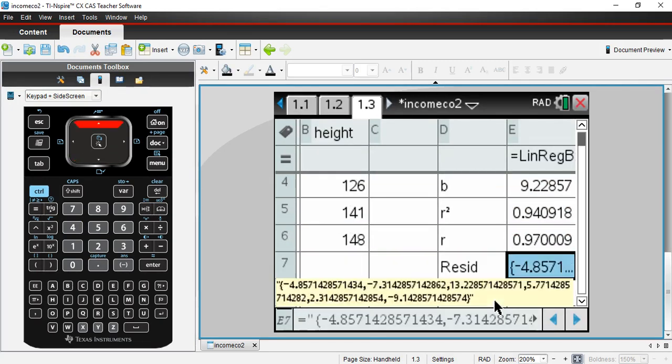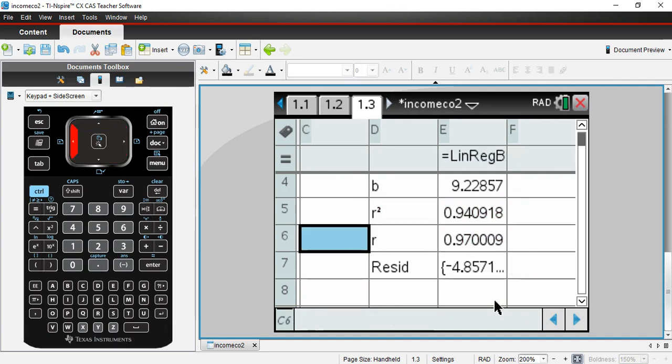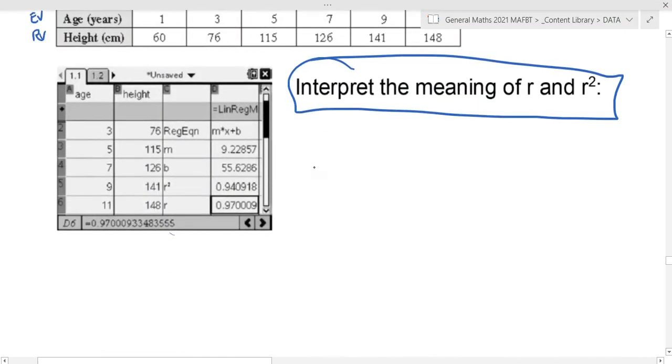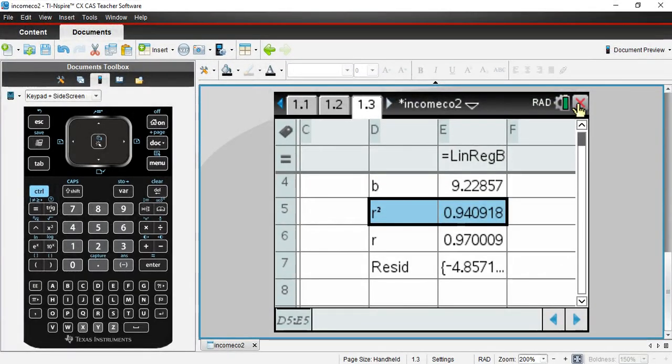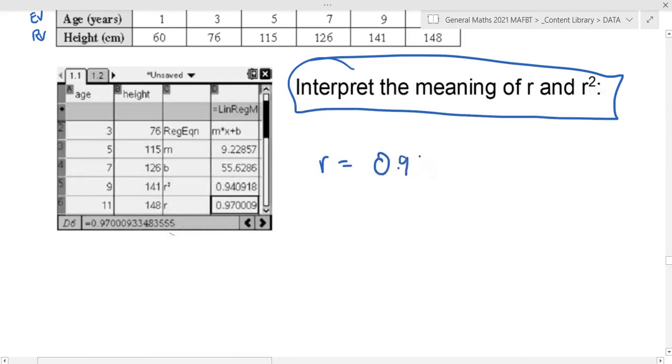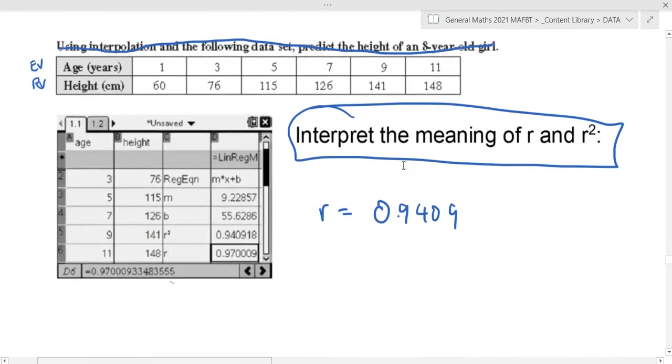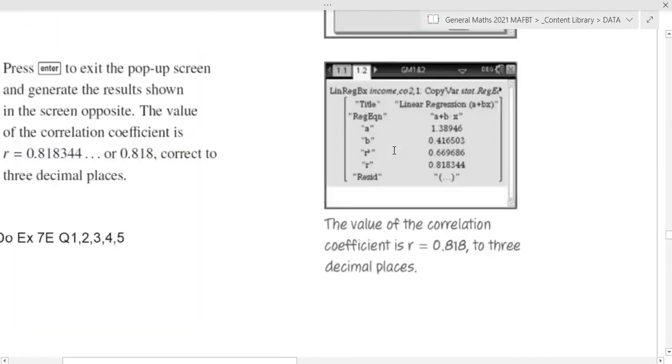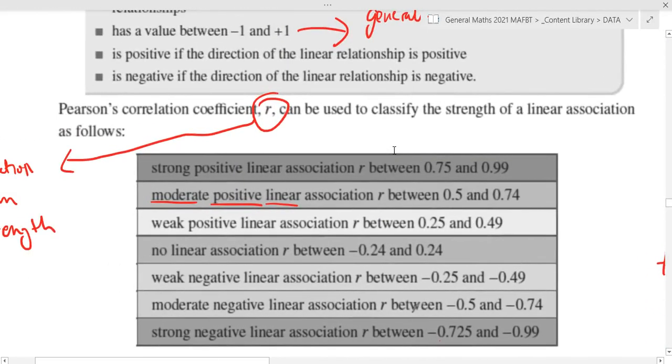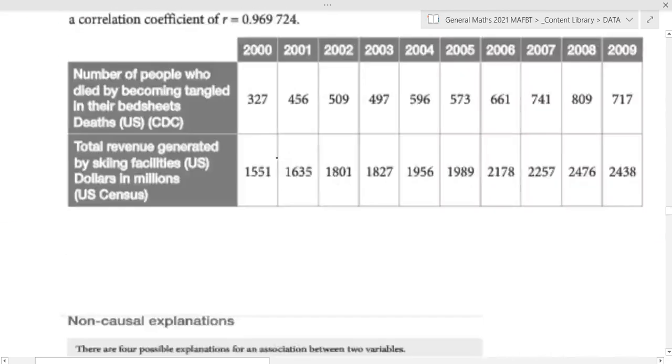So looking at R and R squared over here, my R value is this, and this is my R squared value. Don't forget, you can actually calculate your R squared value by squaring the R value. In terms of interpreting R, my R value is 0.9409, to 4 significant figures. How do we interpret the R value? Remember the R value scale up here. Where does it fall? Well, it falls in between these two values. That means it is a strong positive linear association.